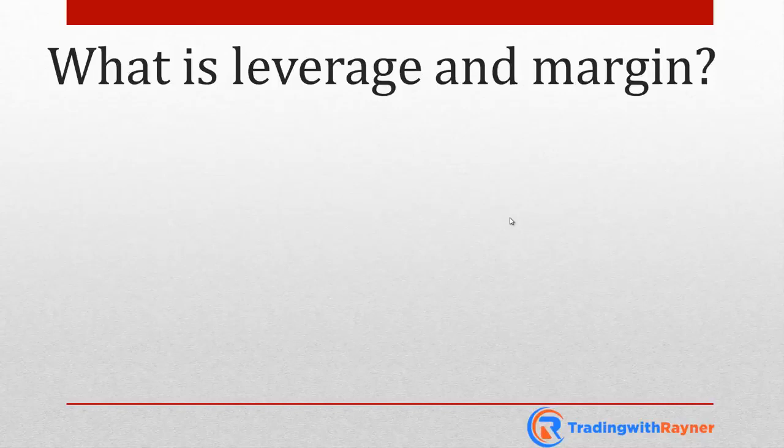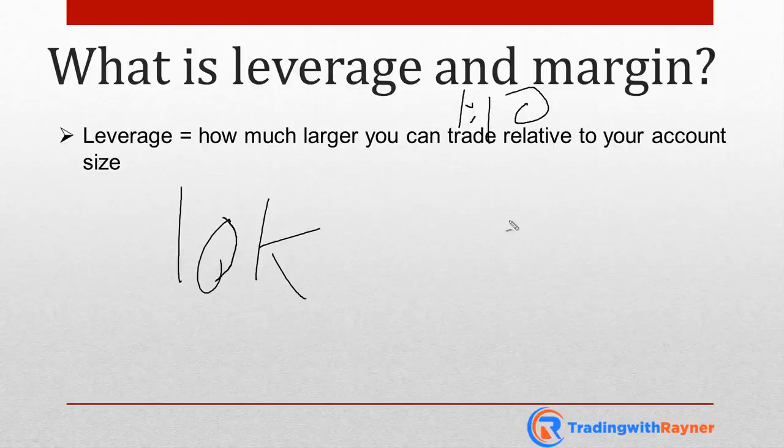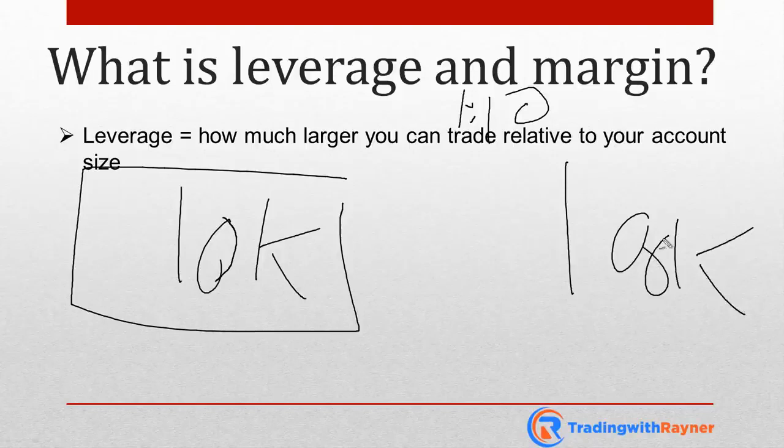So what is leverage and margin? So leverage refers to how much more you can trade relative to your account size. So let's say, an example, you have a $10,000 trading account, and you're using a leverage of, let's say, 1 to 10. This means you can actually control 10 times more than your initial capital. This means your broker lets you trade up to $100,000 worth of currency, 10 times more than your initial capital. So this is what leverage means. How much more can you trade relative to your initial trading capital?